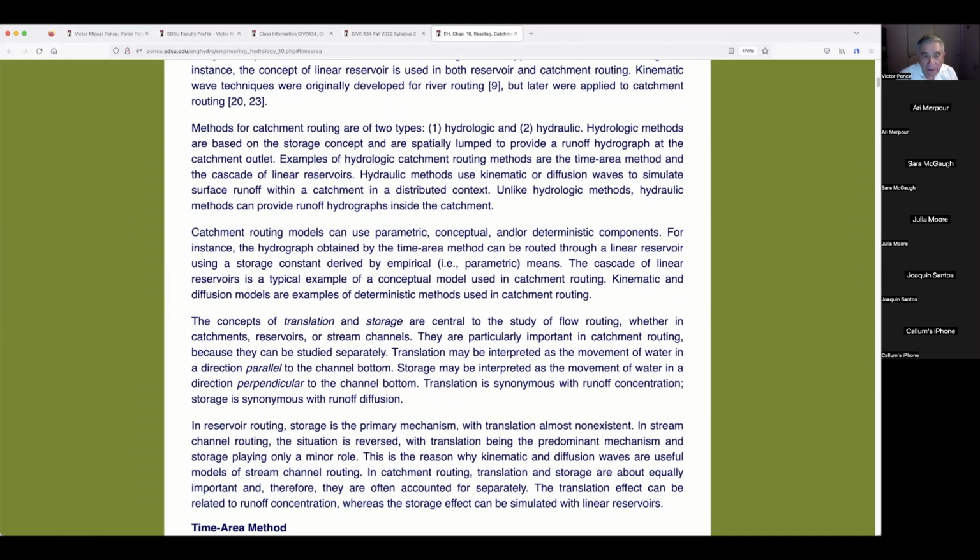Okay, the hydrograph obtained by the time area method can be routed through a linear reservoir using a storage constant derived by empirical parametric means. The cascade of linear reservoirs is a typical example of a conceptual model used in catchment routing. So as you can see me talking about this and that, conceptual, parametric, cascade, etc. And right now it may be confusing, but then eventually once you practice and you learn many of these methods or several of these methods, you'll understand how they fit together in the so-called jigsaw puzzle.